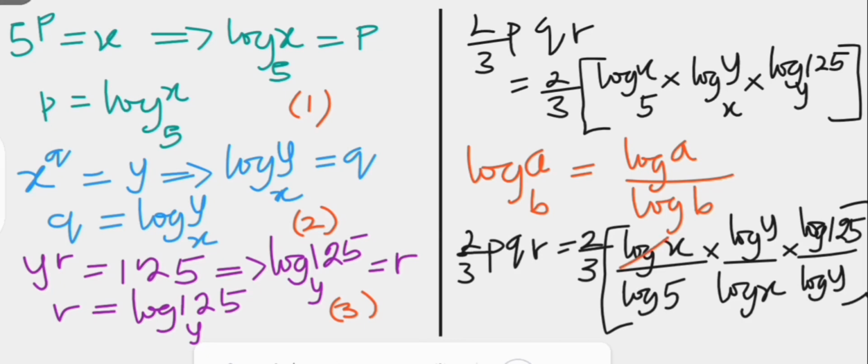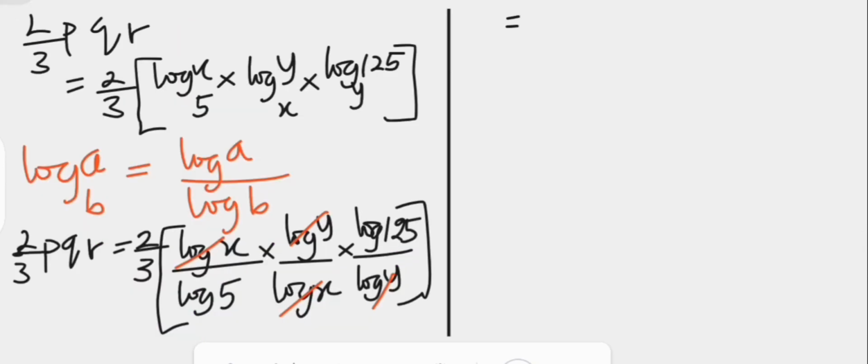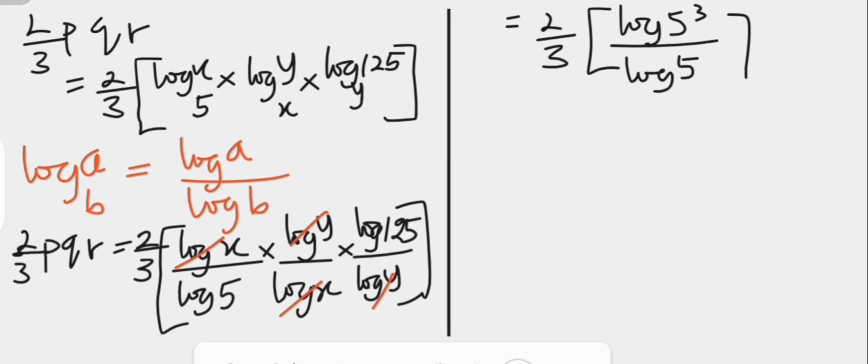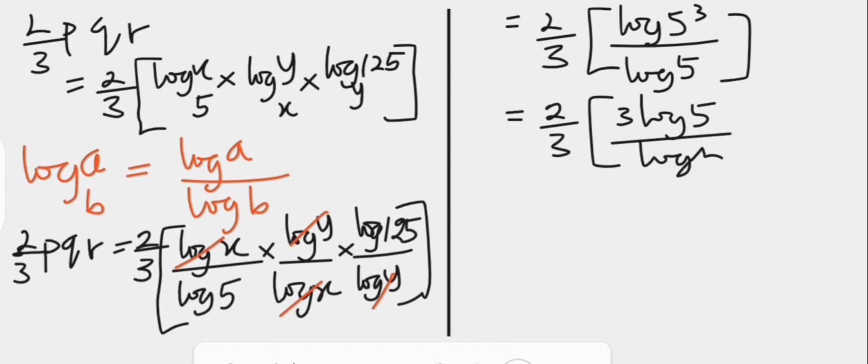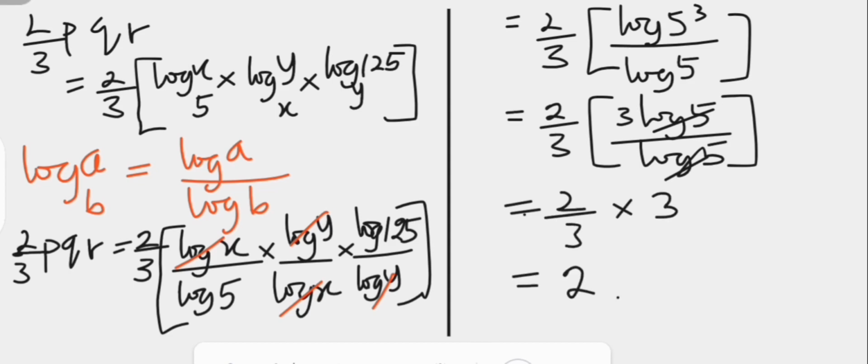Here log X cancels out log X and log Y cancels out log Y. That is, we are left with 2/3 times log 125, which is log 5 raised to power 3, over log 5. And that becomes 2/3 multiplying 3 log 5 over log 5. And with log 5 cancelling out, we have 2/3 times 3, which is 2. Therefore, 2/3 PQR is 2.